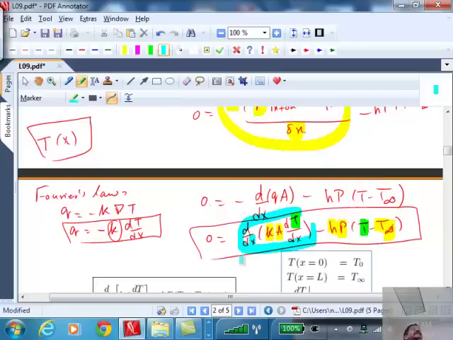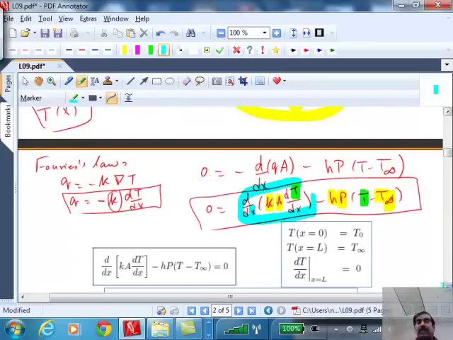If k is constant, if a is constant, what can I do? I can take this term outside of the derivative. Then I will have d squared T by dx squared. So you can much more easily see that it is indeed a second order ordinary differential equation. Okay. So this is the final form of the equation.